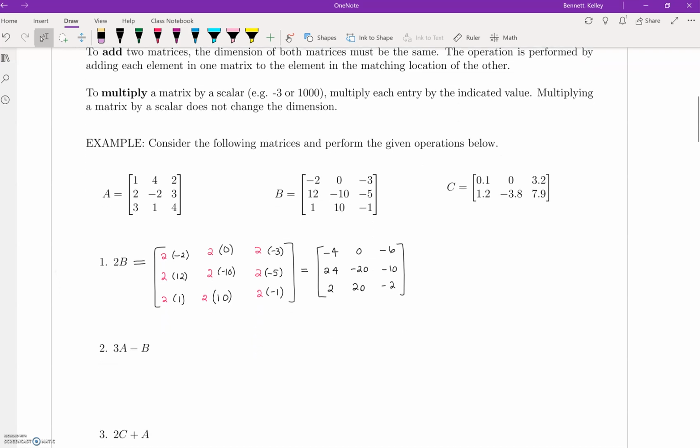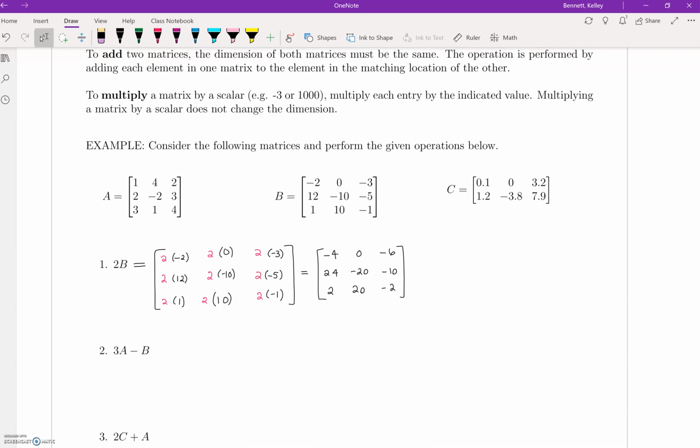In the next example, I want to take a scalar multiple of A and then also subtract B from that. One thing to notice is that if you are going to add or subtract matrices, they have to be the same size. I didn't have to check that in the first example because if I'm multiplying by a scalar, I don't care what size my matrix is. Just distribute away, push the 2 all the way through.